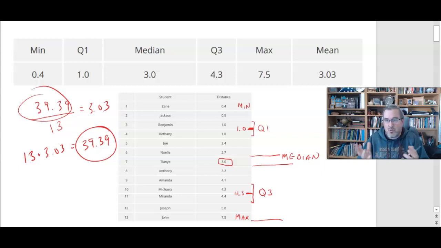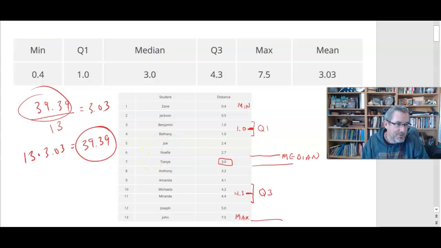So if the school was reporting, at least on these 13 kids, to say, well, on average, my students live 3.03 miles from the school. On average. If they were all the same, that's what it would have to be to still get a total of 39.39. All right, so that's that first case.